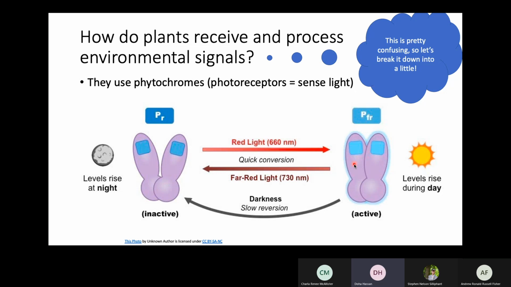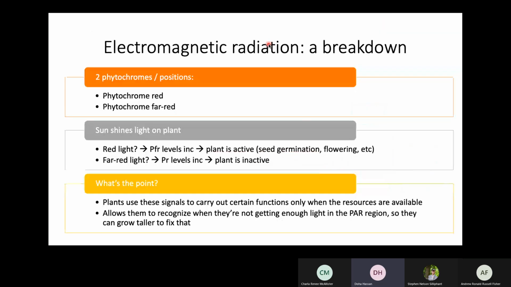And then when it's receiving much less light, so perhaps in the darkness or maybe in the shade, it's going to receive mostly far red light. It's going to absorb mostly far red light. So what does that even mean? What's the point of this? Basically, like I said before, there are two phytochrome positions: the phytochrome red position and the phytochrome far red position.